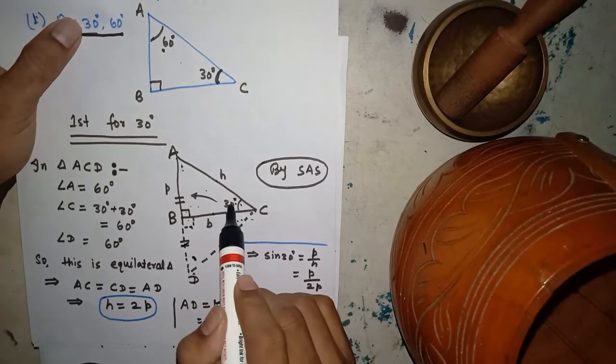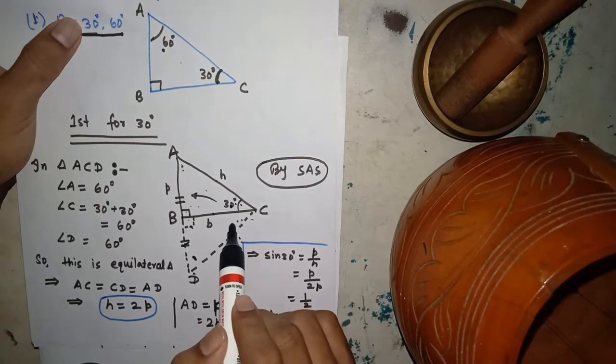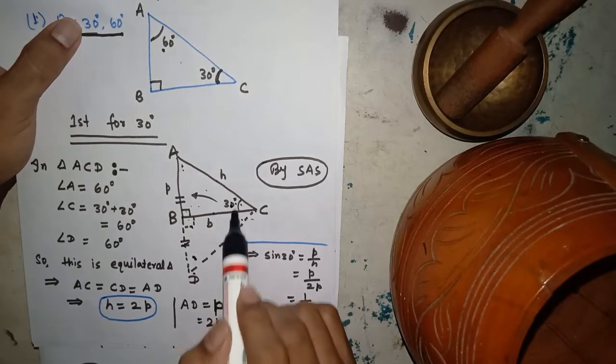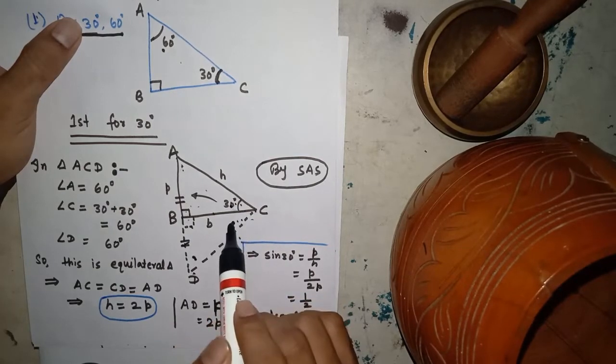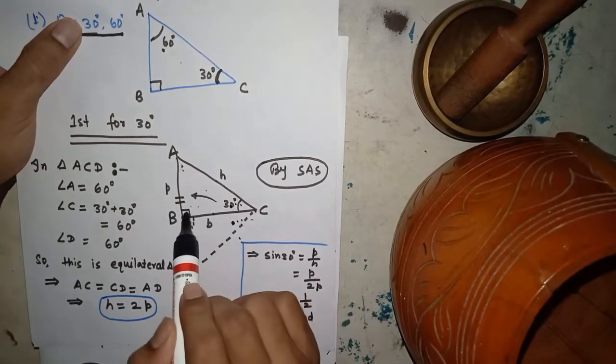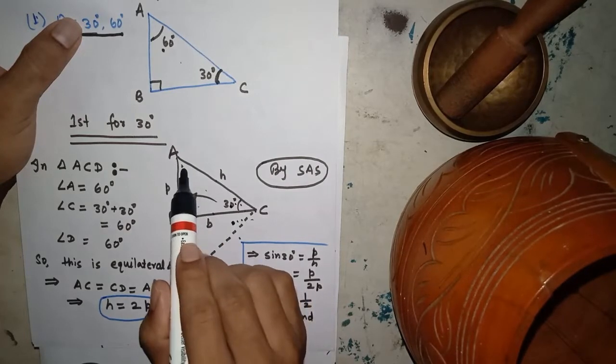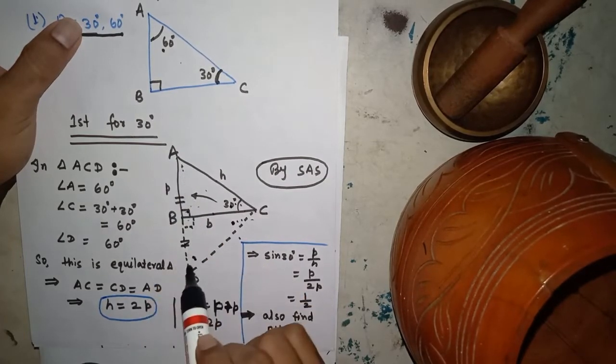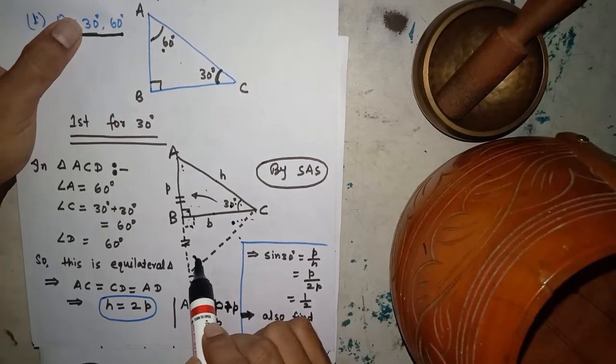So if this is 30 degree, what would be the angle here? It is also 30 degree, means the total angle is 60 degree. Are you getting my point? And we already know if it is 90, if it is 30, it is 60. So it must be 60.